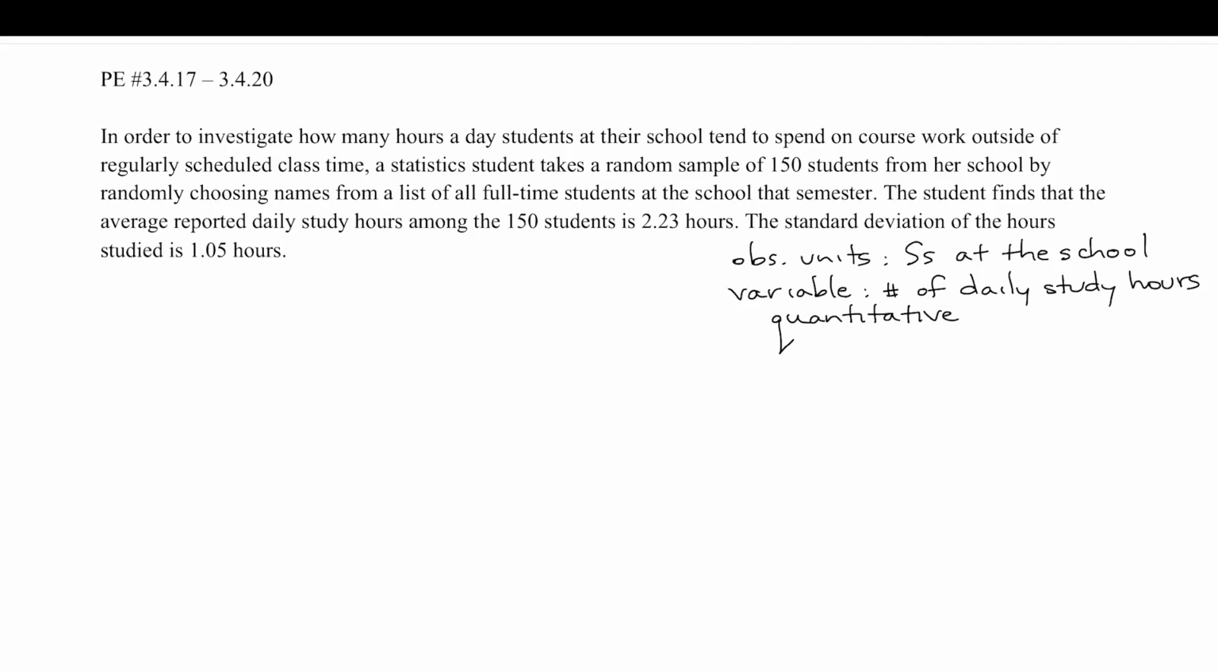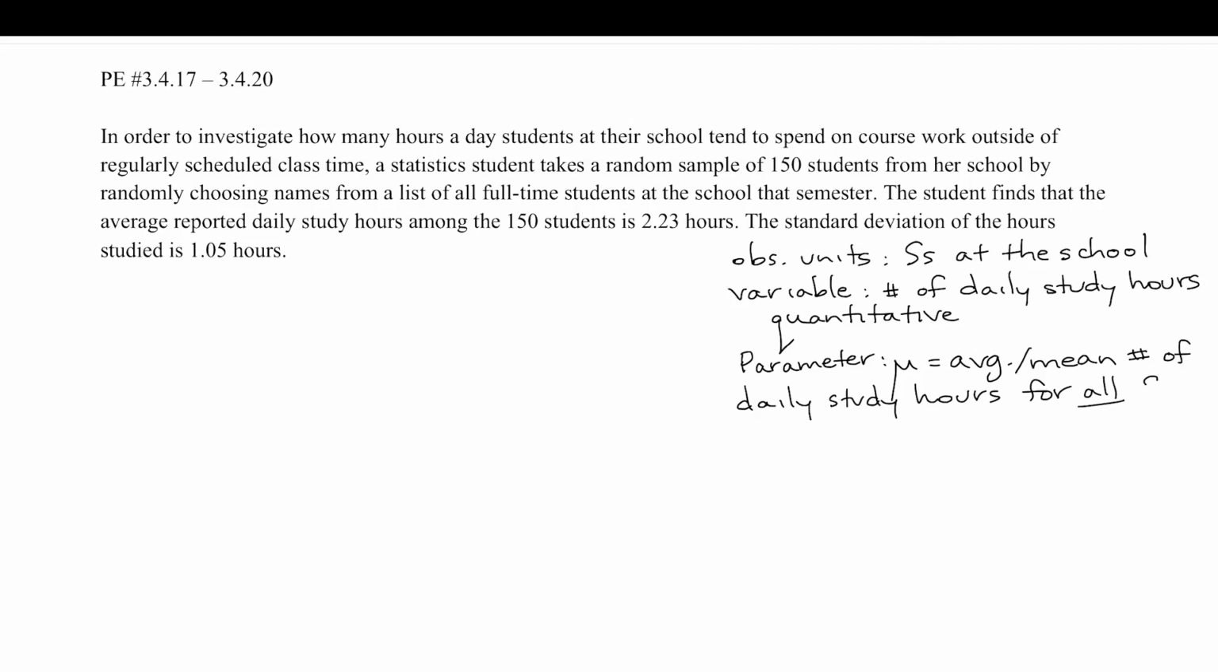Another thing that's going to be useful for us now that we know the variable is quantitative is to talk about what is the parameter, including its symbol. So when the variable is quantitative, the parameter symbol is mu, and so that is an average or mean, either one is fine, you don't need both, number of daily study hours. And that is for all students at the school.